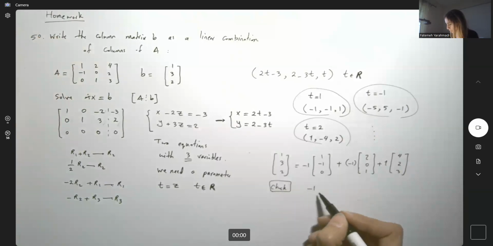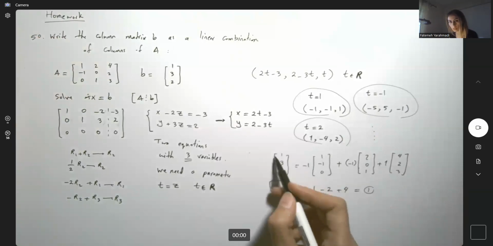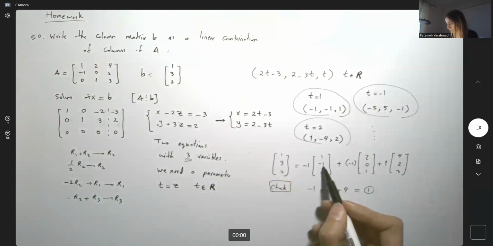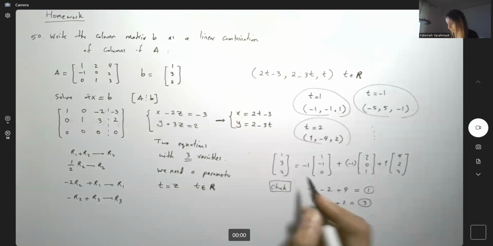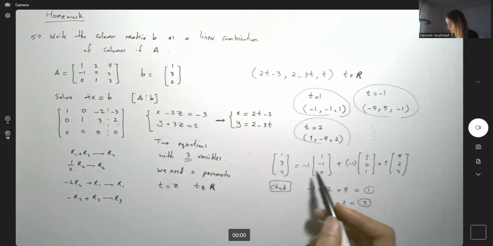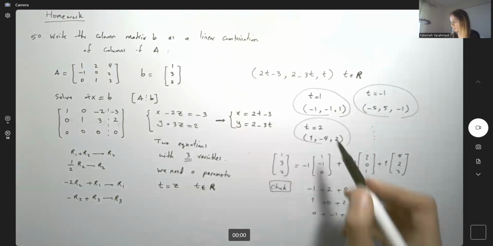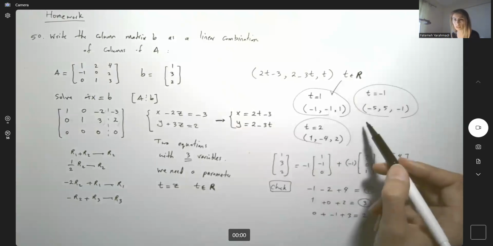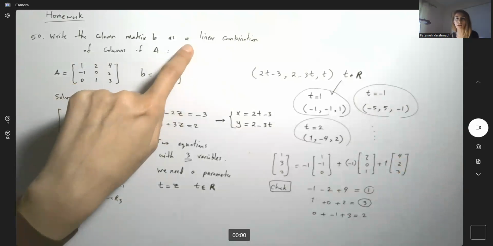Negative 1 times 1, negative 1. Minus 2 plus 4. I have 4 minus 3, which is 1. This element here. Negative 1 times negative 1, 1 plus 0 plus 2 is 3. This is just right here. There I have 0 plus negative 1 plus 3, which is 2, which is just right here. Again, I use this one. You may use this or any other combination that you like. It just says as a linear combination, one of them.